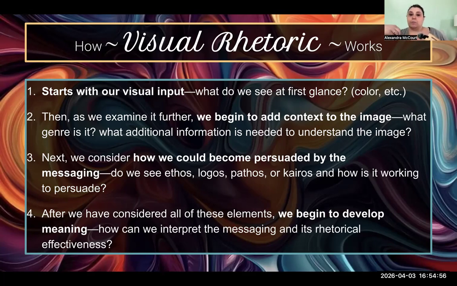Next, consider how we could become persuaded by the messaging. Do we see ethos, logos, pathos, and kairos? How is the image working to persuade us rhetorically? After we have gone through all of those thought processes, we can develop meaning. We can try and interpret what the meaning of an artifact is. What is the messaging, and is it rhetorically effective? Not that you necessarily have to agree with the messaging, but is it trying to make us act, think, or feel a certain way? Those are the key tenets of visual rhetoric.